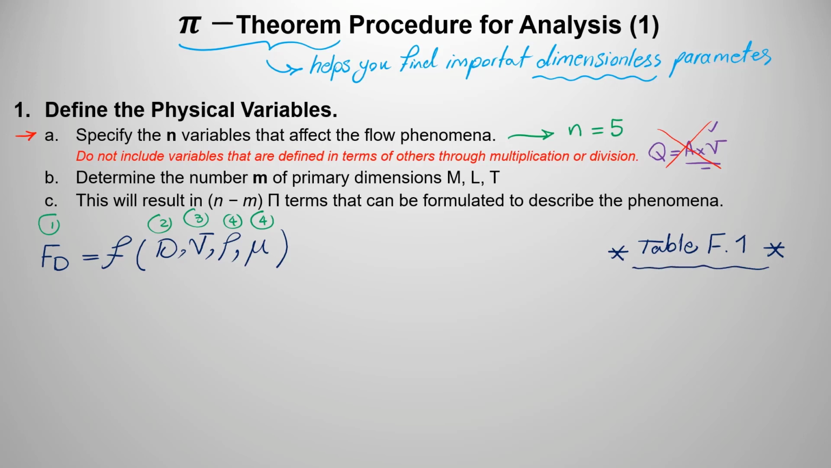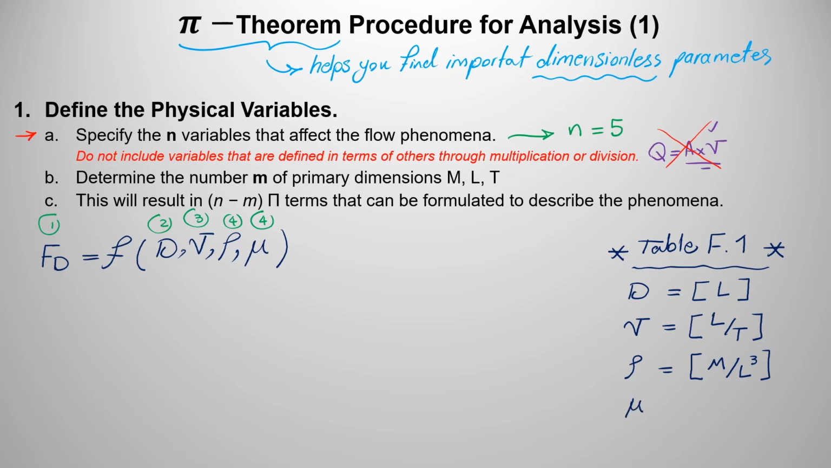So for example, I'm going to start from D, diameter. The dimension for diameter is length, right? L. And remember that dimensions are inside brackets, square brackets. Next is velocity. What would be the dimensions for velocity? It would be length divided by time, right? Next is density. Density would be mass divided by length to the power 3.